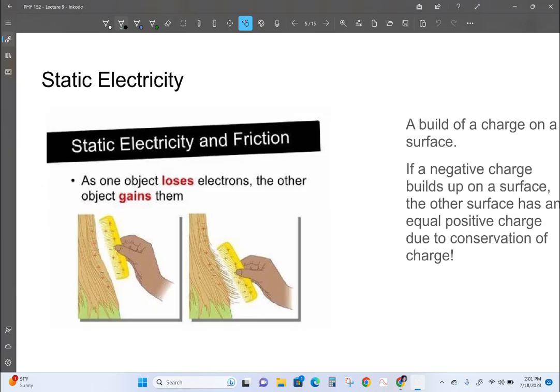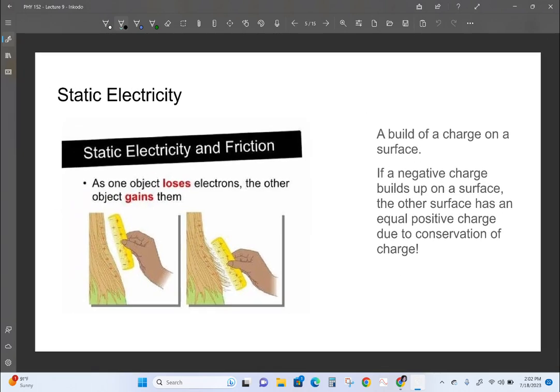So one thing that you're probably very familiar with is static electricity. Static electricity, obviously, you can get shocked, right? You can be walking down a hallway with carpet, and when you go to reach to open the door, you might feel a shock. So exactly what is causing that?